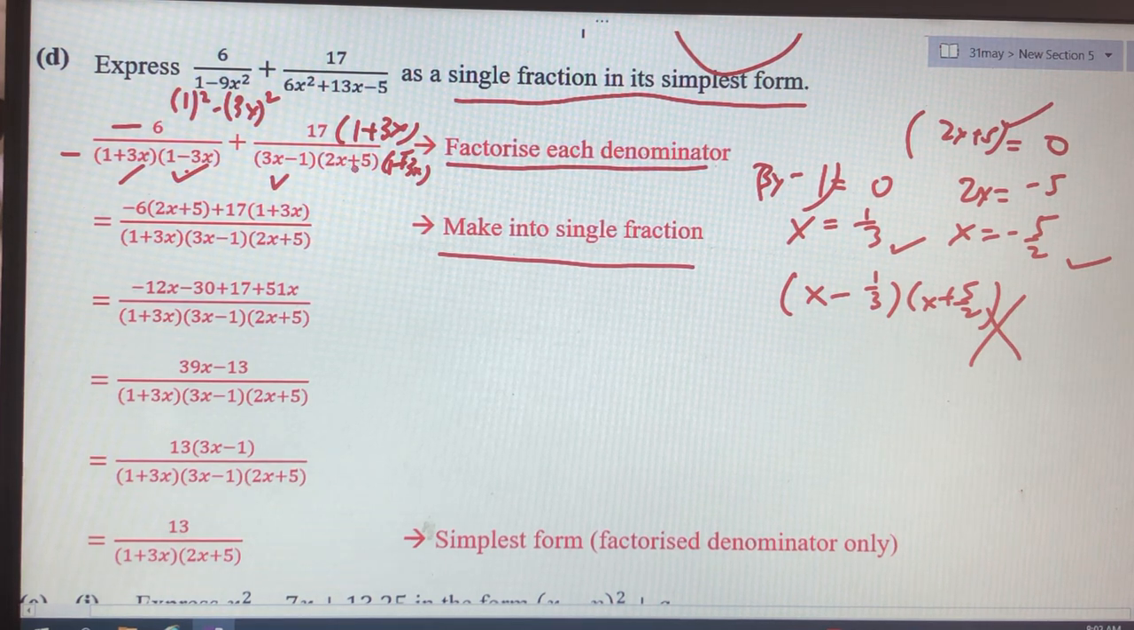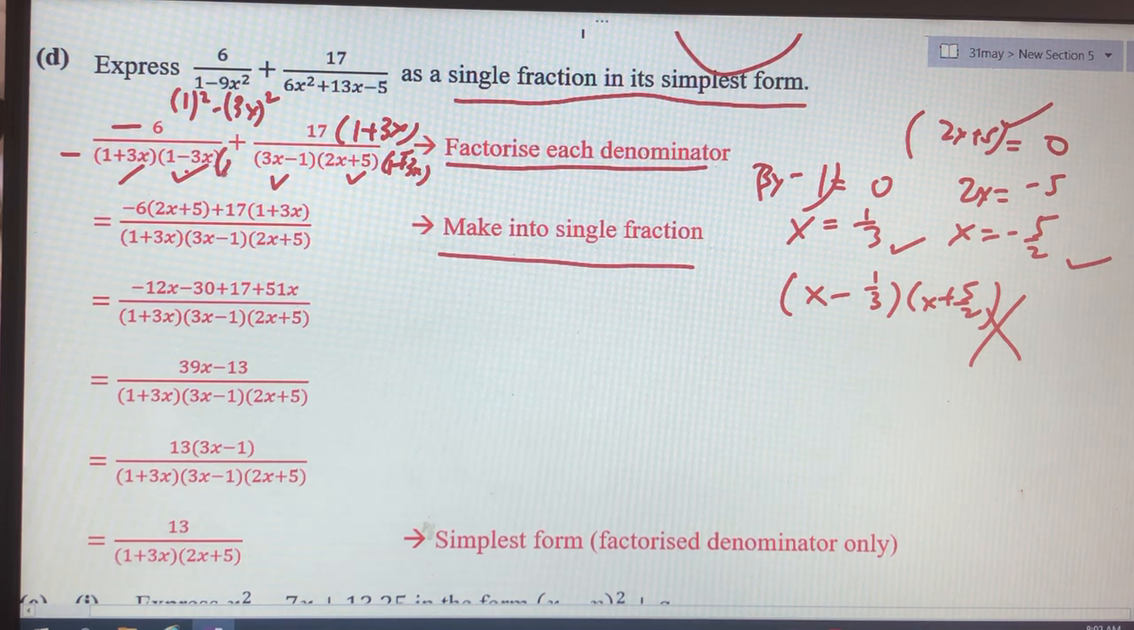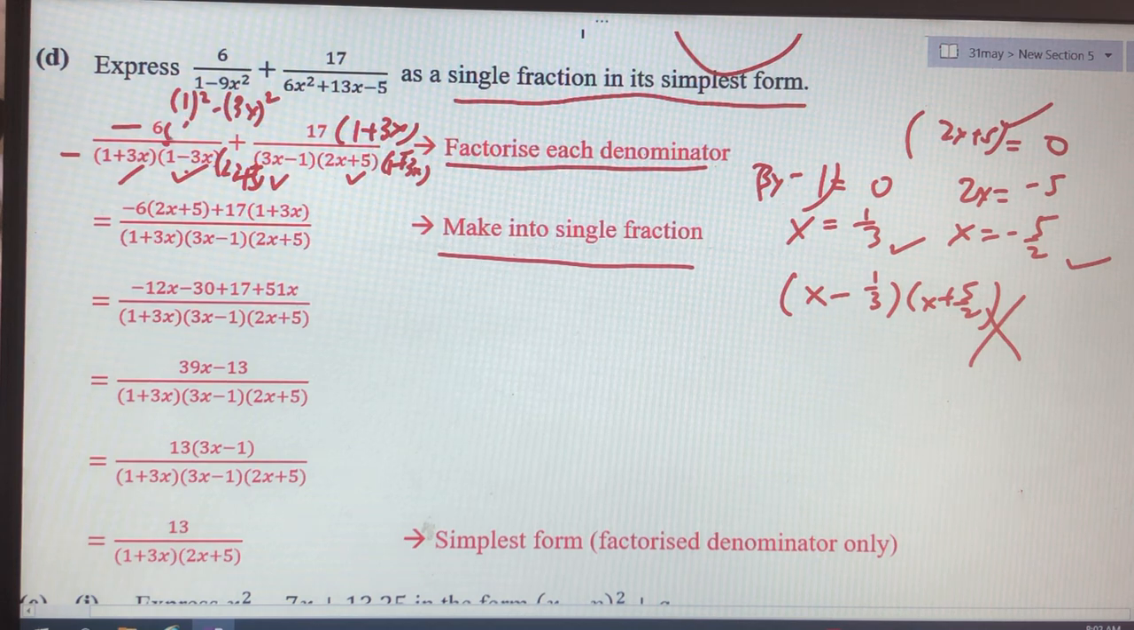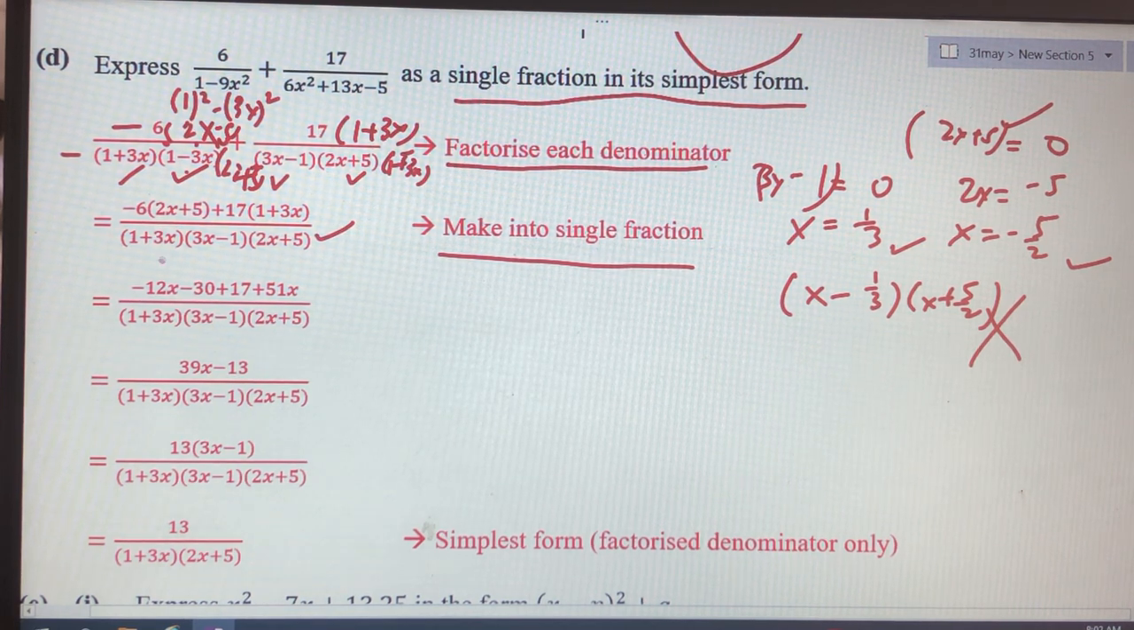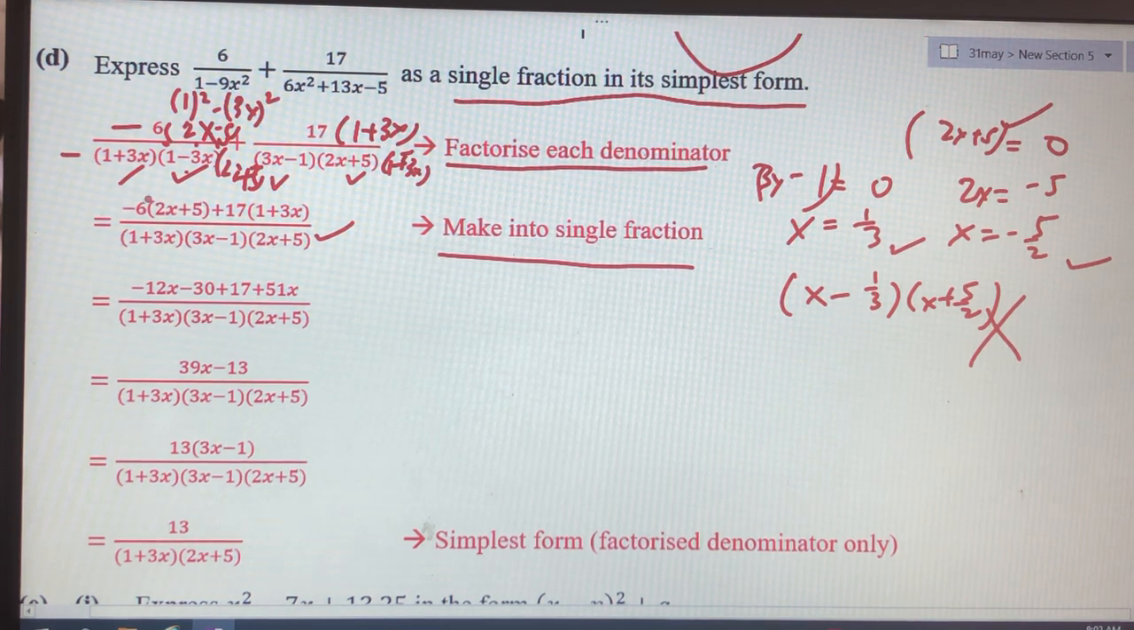Okay? Finally, I have 2x plus 5. You don't have, you must have. 2x plus 5, right? So this is 2x plus 5, and that is how you end up with this part here and this part here. Now do not expand the denominator, okay? What you do is you expand the numerator.